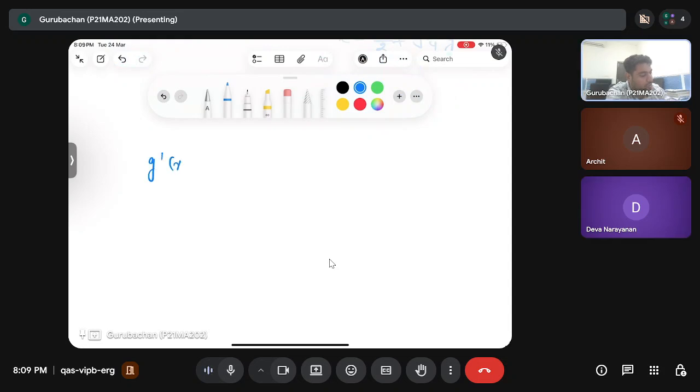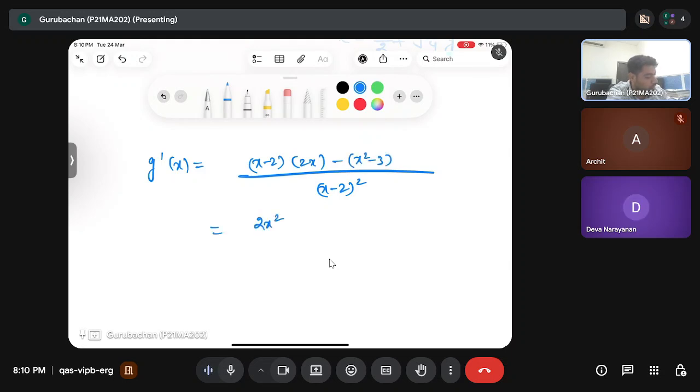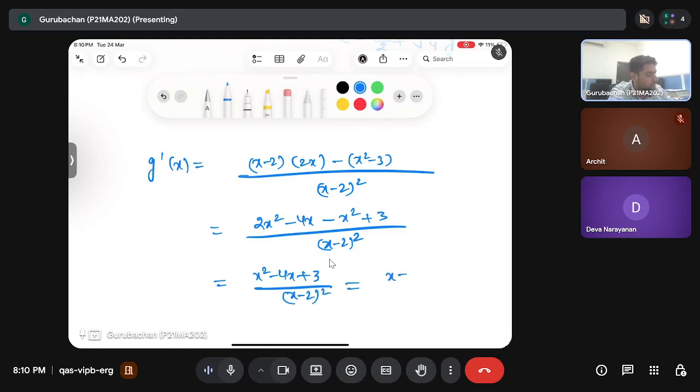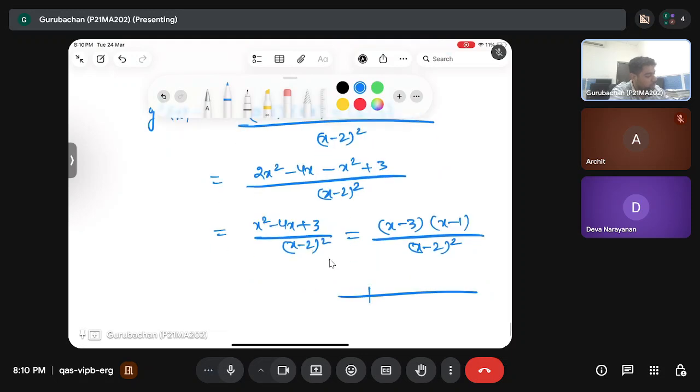So let me just do the derivative now. The derivative will be x minus 2 whole square, x minus 2 into 2x minus x square minus 3. So this will give you 2x square minus 4x minus x square plus 3 divided by x minus 2 whole square. So this gives x square minus 4x plus 3 divided by x minus 2 whole square, which can be written as x minus 3 x minus 1 divided by x minus 2 whole square. So what are the critical points? 1, 2 and 3.